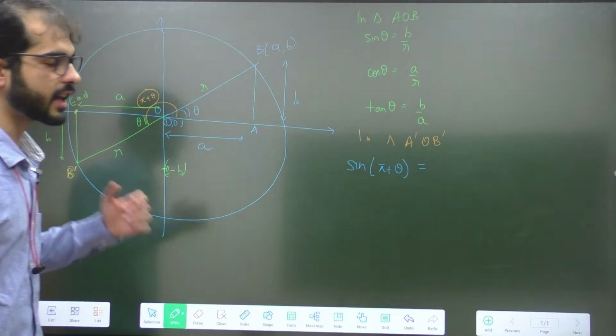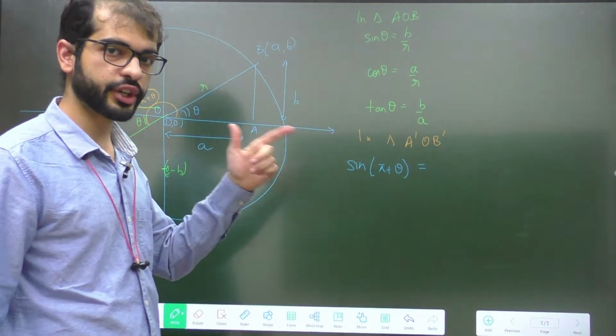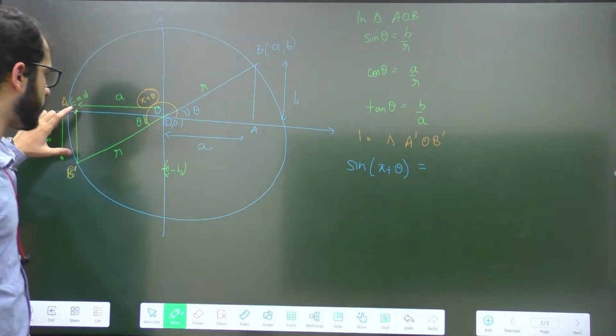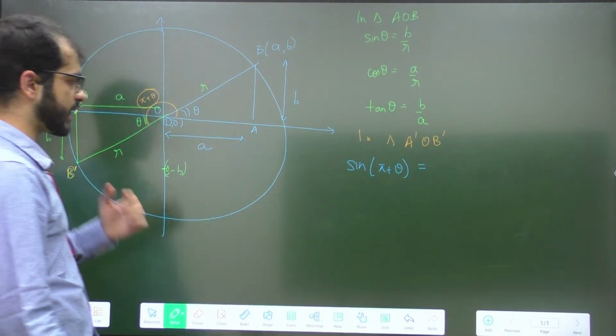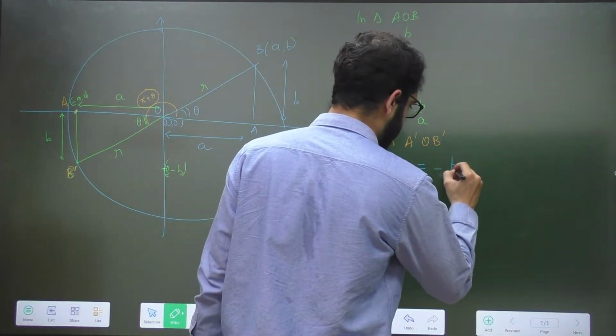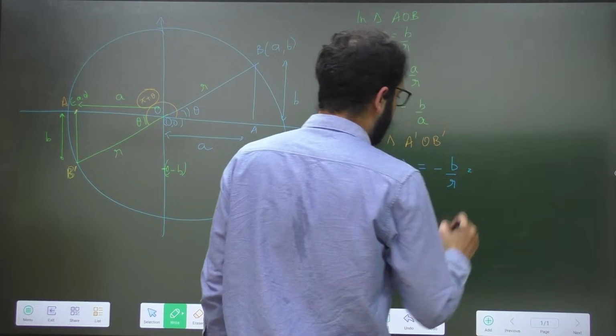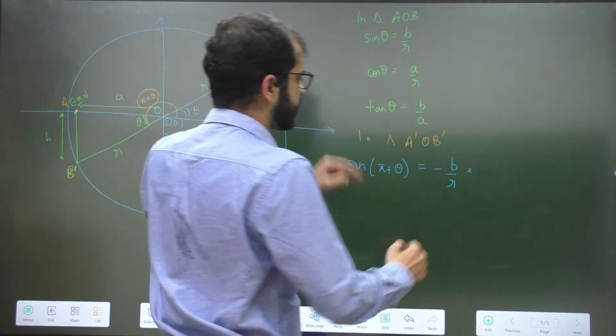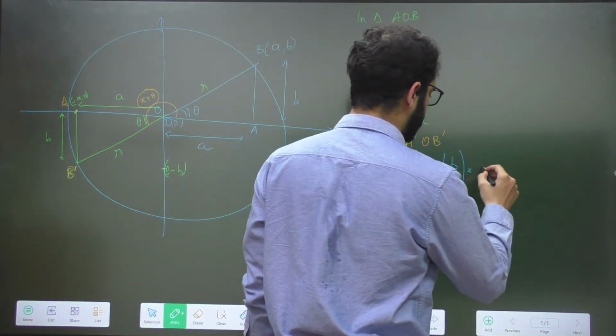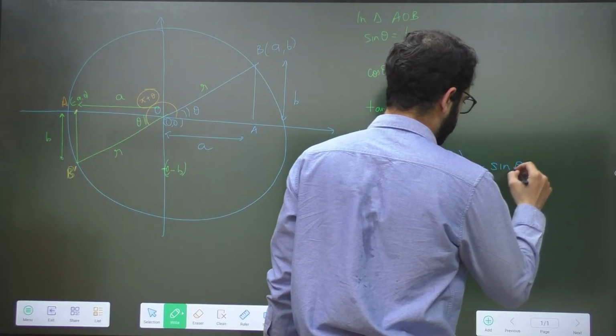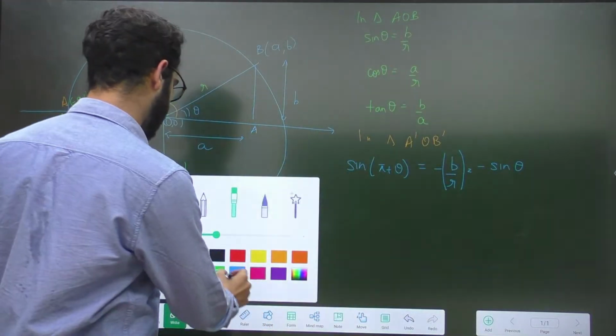Now sine is the ratio of vertical component to hypotenuse. The vertical component in this case is minus b and the hypotenuse is r. So it will be minus b divided by r. As we observed, b upon r is sine theta. So b upon r will be substituted by sine theta. And let's observe in the next case.